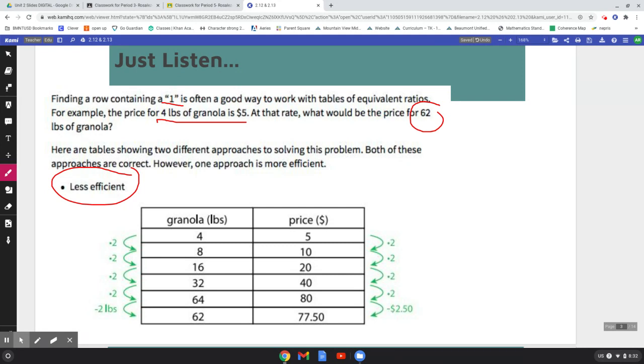So what's happening on this side is where I'm focusing first. What they're doing is multiplying by 2 every single time, right? Up until they get to 64. Well, at 64, you went too far because we're looking for 62. So now you need to subtract 2 pounds. And remember, whatever you do to this side, you do to this side. So they multiplied by 2, and then they subtracted over there.